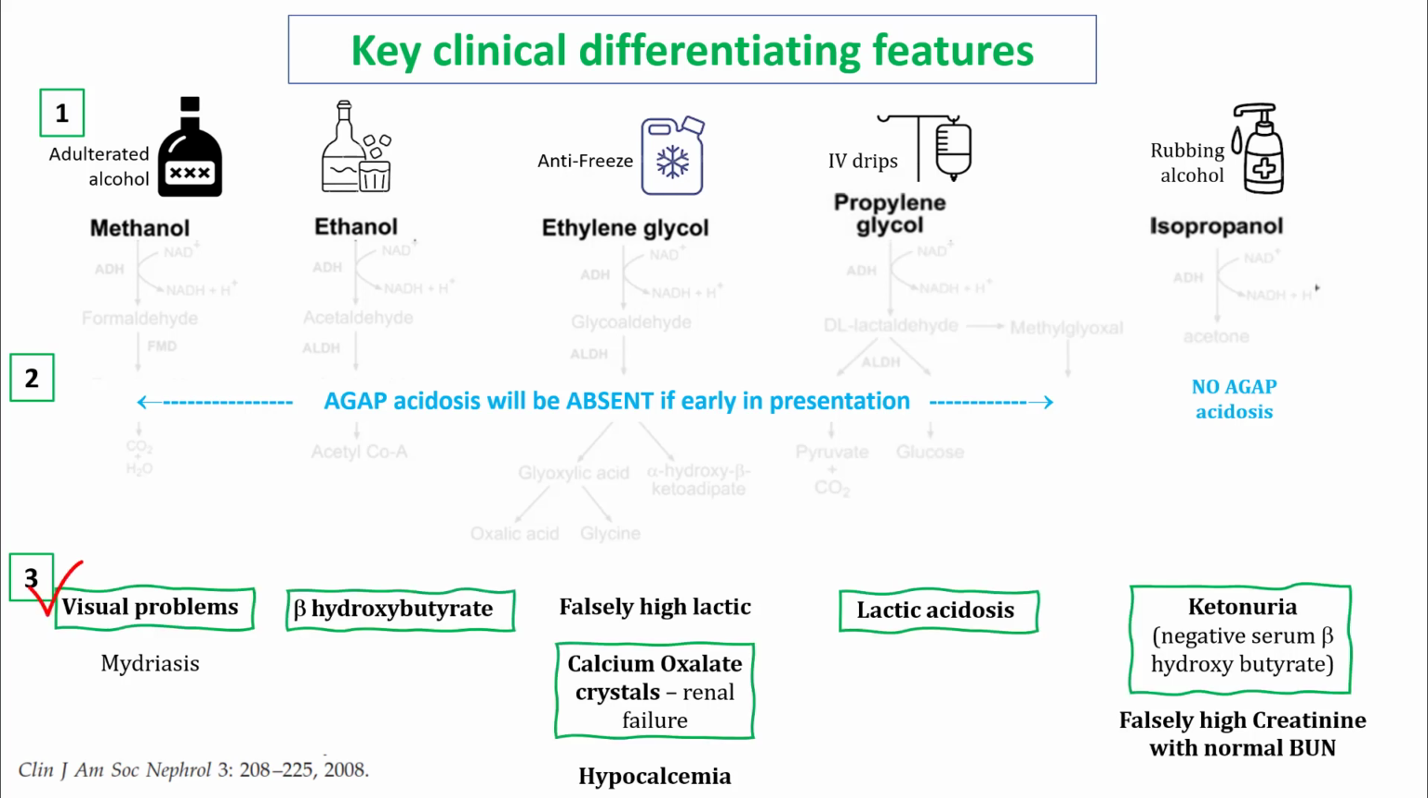Patients with methanol will have visual problems. Patients with ethanol will have high levels of beta hydroxybutyrate. Ethylene glycol patients will have calcium oxalate crystals. Propylene glycol will have high lactic acidosis, and isopropanol ingestion will have ketonuria but negative beta hydroxybutyrate.